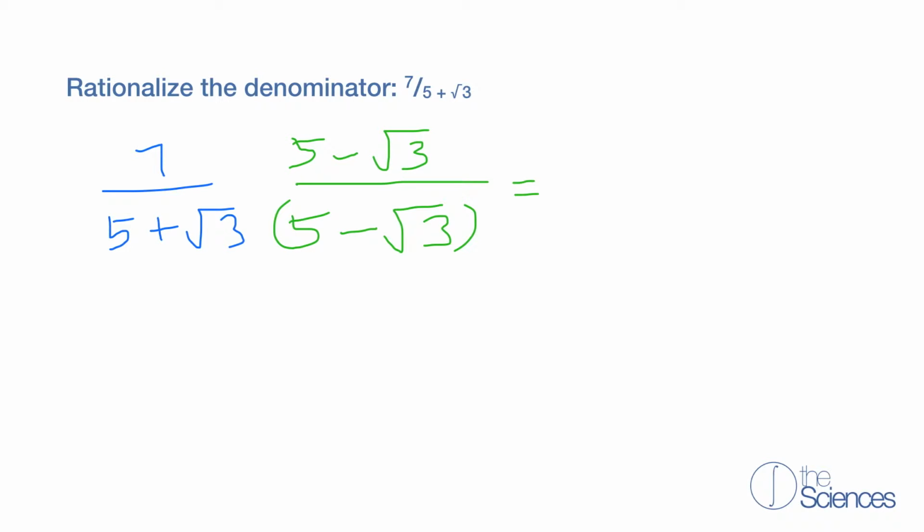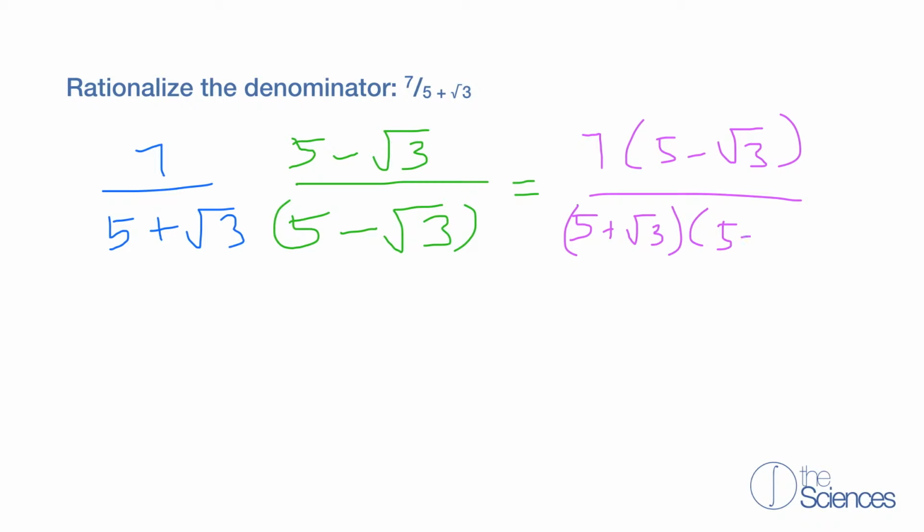So now what we have is 7 times 5 minus the square root of 3 over 5 plus the square root of 3 times 5 minus the square root of 3. So now you see we have a perfect square in our denominator. We have a plus b times a minus b, which equals a squared minus b squared. So now we could rewrite it using this format.